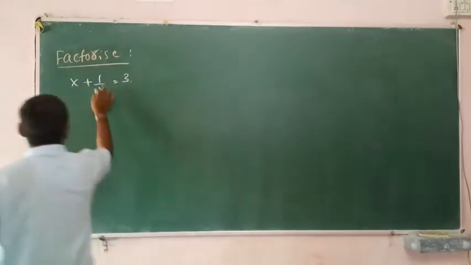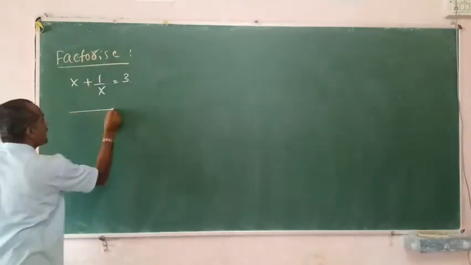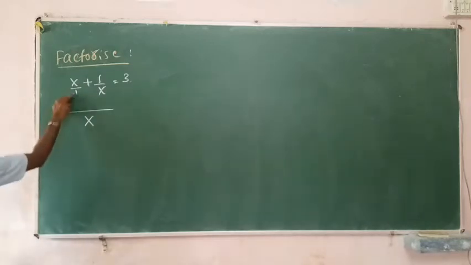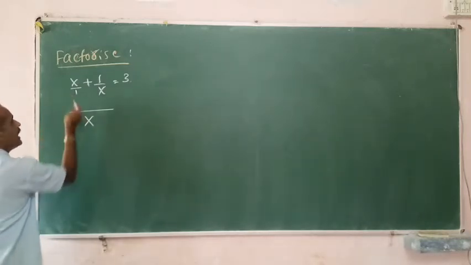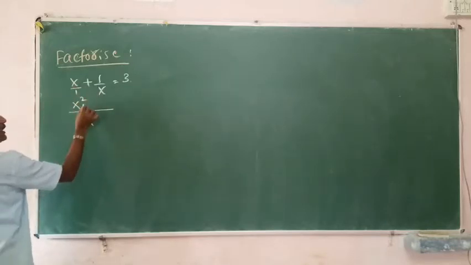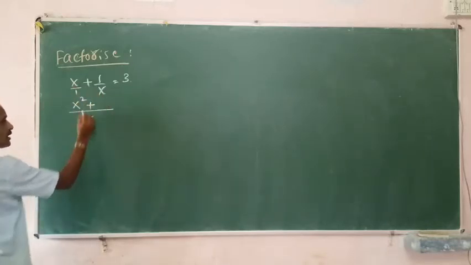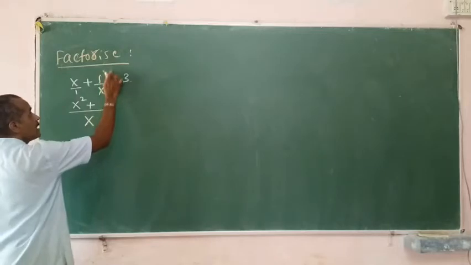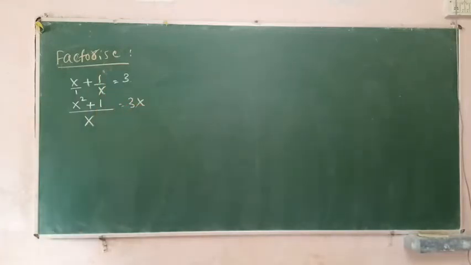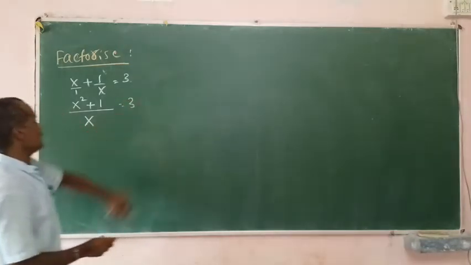Okay? What will I do? In the LHS, I will take the LCM. LCM is x. This is divided by 1. x into x is x square, and 1 into 1 is 1, so x square plus 1 divided by x is equal to 3.